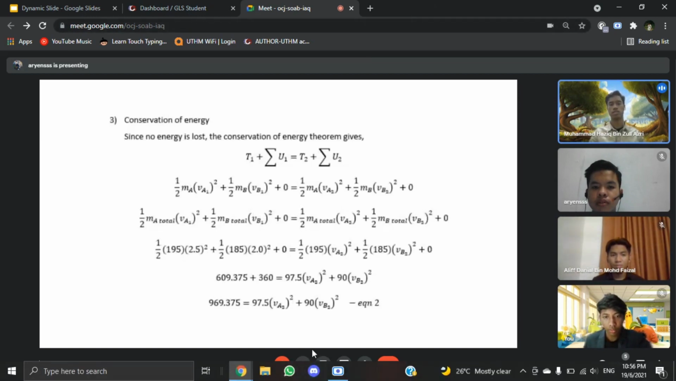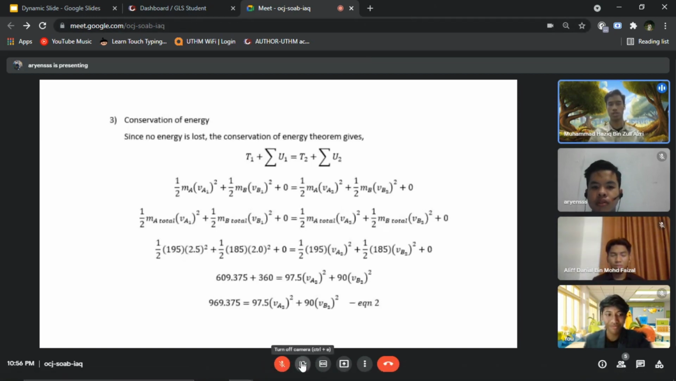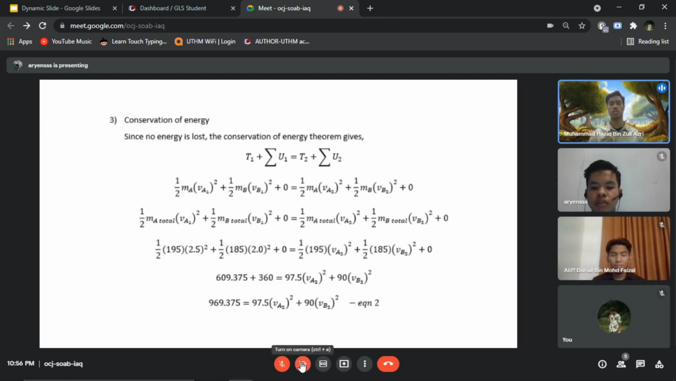Then the third step is using conservation of energy. We know the conservation of energy formula is T1 plus sum of U1 equal to T2 plus sum of U2. As I mentioned earlier, T is the kinetic energy and U is the potential energy. Since no energy is lost, the potential energy is zero, so we can neglect it and it becomes T1 equal to T2. Using this theorem, we get the second equation, which is 969.375 equal to 97.5 VA2 squared plus 90 VB2 squared.